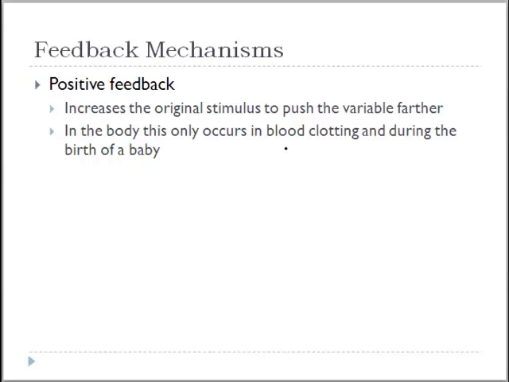One is blood clotting, and the other is the birth of a baby. So in the birth of a baby, in the female, this is specifically with the uterine contractions. As the uterus starts to contract, that sends a signal to the brain, which then sends a signal that says keep contracting. So the more the uterus contracts, the more it's going to contract, and this just keeps building and building until the baby is born, and then that is able to shut off this stimulus here. But it keeps building and building. It doesn't shut off like the negative feedback system.